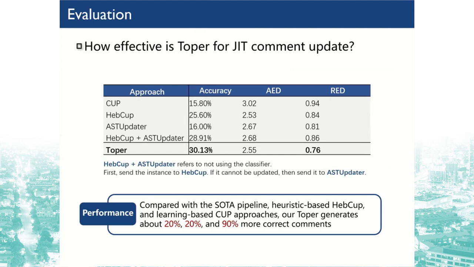The table lists the performance of Topper and the baselines. The results show that Topper improves the state of the art by around 20% in terms of the number of generated correct comments. Additionally, the metric values of Topper are better than those of the existing approaches.